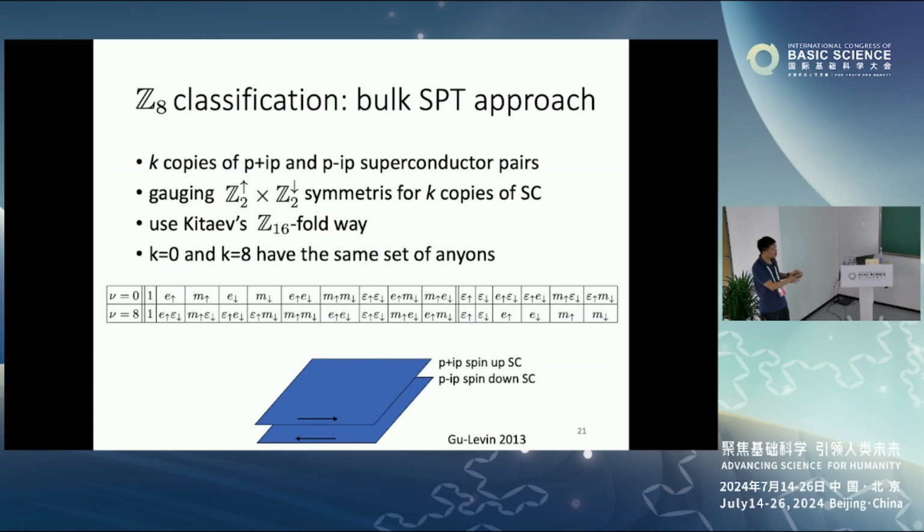And before gauging is an SPT. So therefore, before gauging, you should also identify them as the same SPT since they gauge to the same gauge state. So therefore, we obtain this Z8 classification. That's from the bulk point of view.